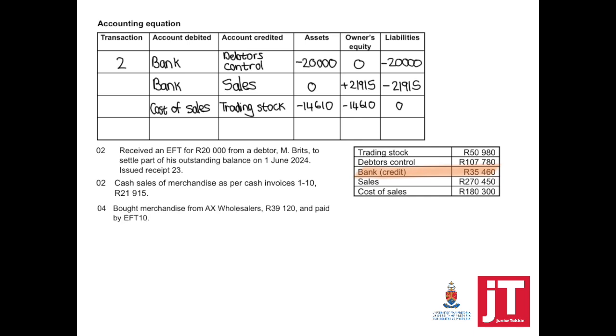Day 4, bought merchandise from AX wholesalers, 39,120 and paid by EFT. When a payment is made, bank is always credited, the rest is debited. Therefore, trading stock will be debited. Trading stock is regarded as a current asset, which will increase our assets. Nothing will happen with owner's equity. Because we made a payment, our current liabilities will increase 39,120.